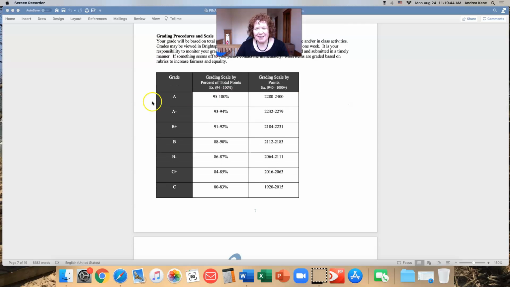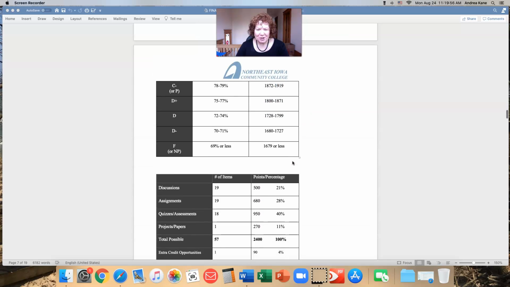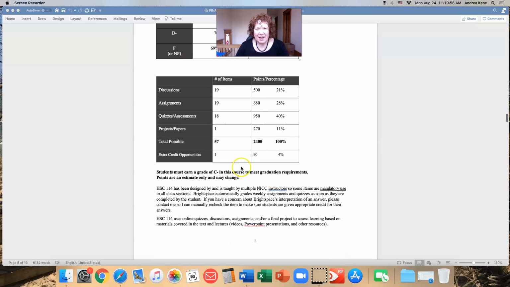So grading scale, this is NICC's grading scale. I don't do anything with it. It's just there. What I do is figure out the total number of points and then mathematically plug those in. And hopefully those are accurate and correct. In this class, you will have 57 items. You will have 19 discussions worth 21% of your grade. You will have 19 assignments worth 28% of your grade. You will have 18 quizzes, assessments, and those are worth 40% of your grade. You will have 1 project paper worth 270 points, which is 11% of your grade, and that is all, plus 1 extra credit opportunity worth 90 points, and that's 4% of your grade.